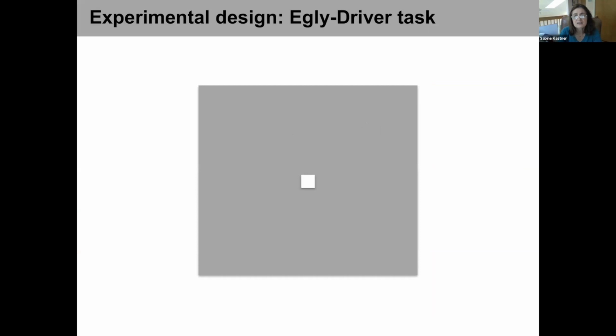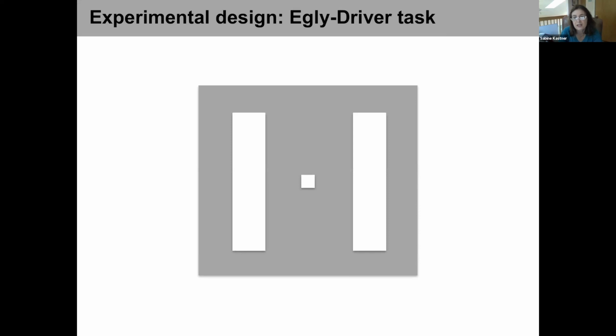Now, we used a task from human cognitive psychology that is known as the Egly-Driver task. What's going on in this task is that our participants are fixating centrally, so they will never move the eyes in this task. Then there are two bar-shaped objects that can be presented in a vertical orientation or in a horizontal orientation that will change from trial to trial.